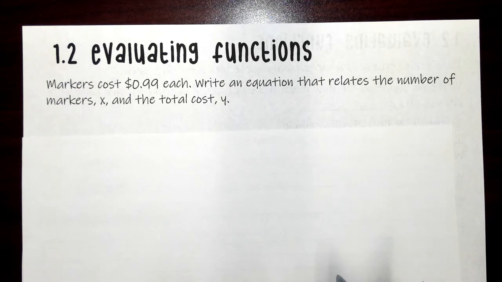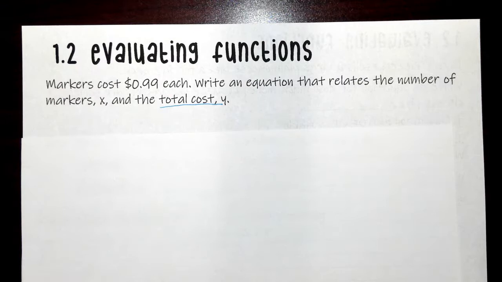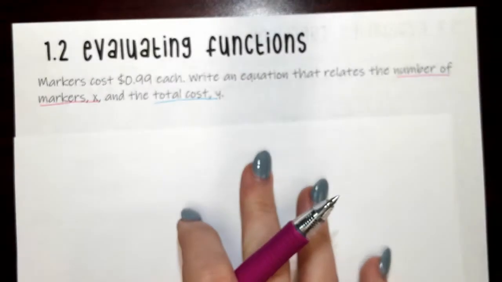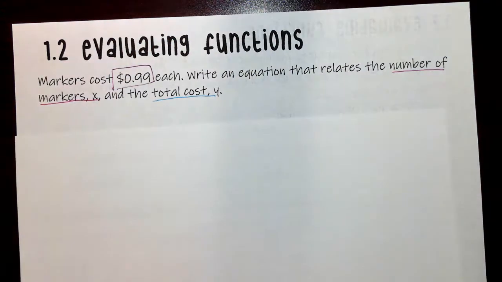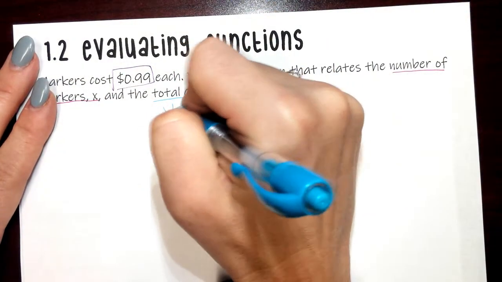Remember, when I'm writing equations, especially from words, y is going to be the total cost, and x is the number of markers. And we know that each marker costs 99 cents. So how are we going to write this? What are we trying to find out? We're trying to find out how many markers we buy, how much is that going to cost us? So that is our y, that's what y equals.